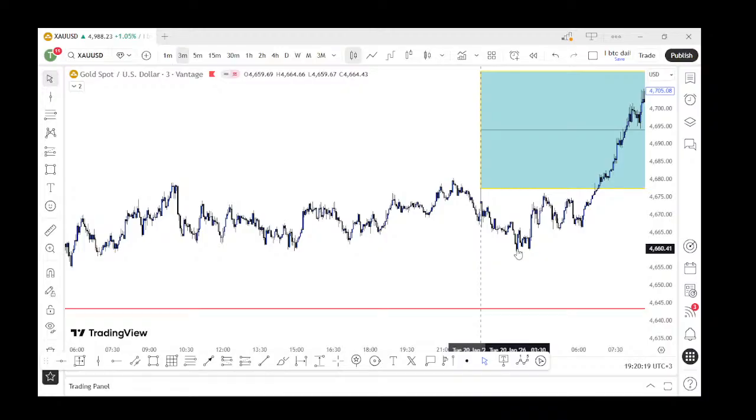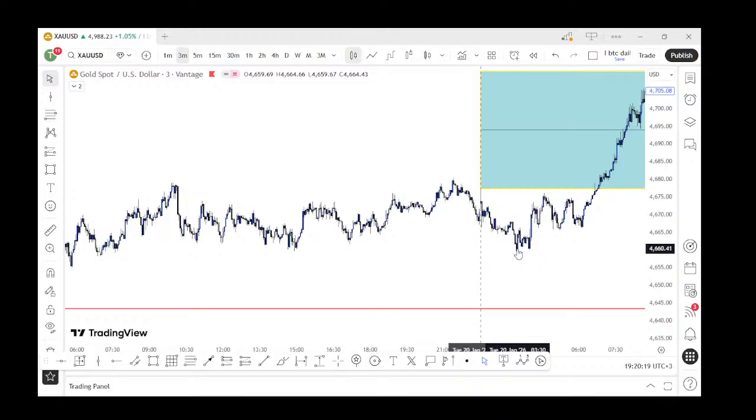Now what do we do? We mark the high and the low of the 57. Remember, by the time it reaches 57, the 3 minutes time frame candle will already be completed. So you mark the low. This was our low, like this. Okay, perfect.